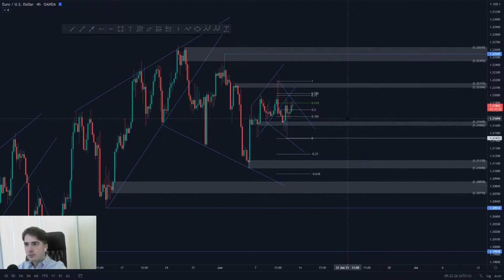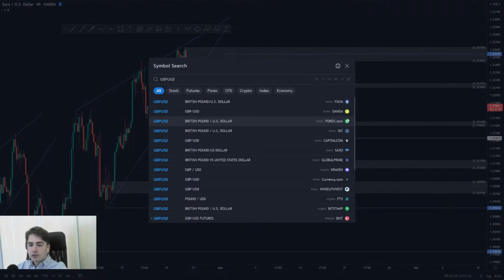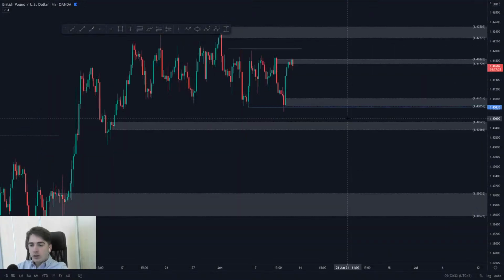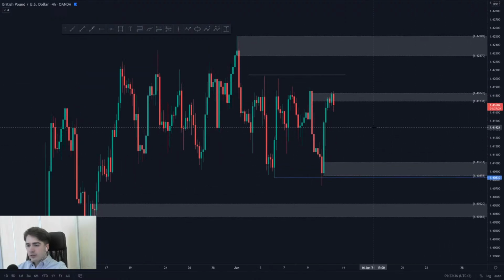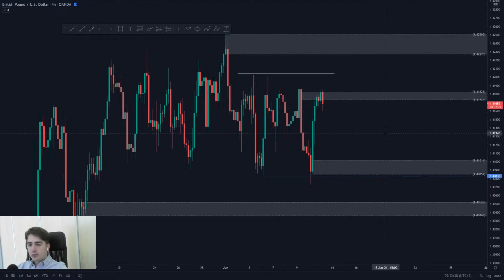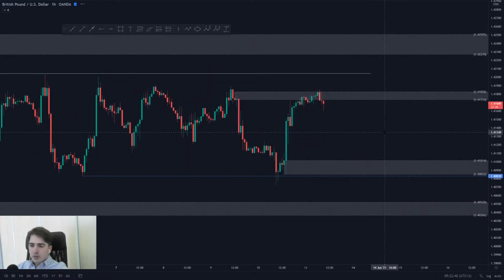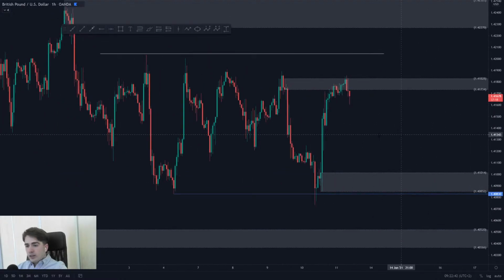If you have any questions, please leave them in the chat, and we will then continue and head over to pound dollar. So pound dollar is currently situated within my potential reversal area over here. So situated within supply on the 1 hour. So yeah, I am expecting a push lower from pound dollar.